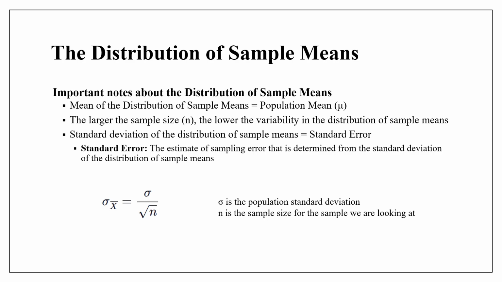Now, here are some facts about the distribution of sample means. Again, the mean of the distribution of sample means is going to equal the population mean. The main idea is that we have multiple samples that are coming from the same population. So if we add the averages of every single sample and get an overall average, then this is going to be equal to the population mean. The second thing is the larger the sample size, the lower the variability in the distribution of sample means.